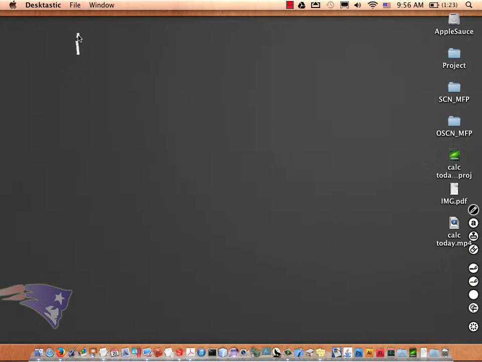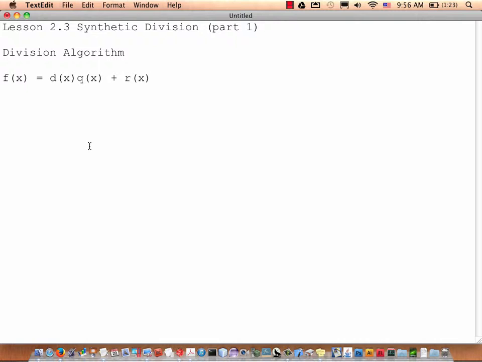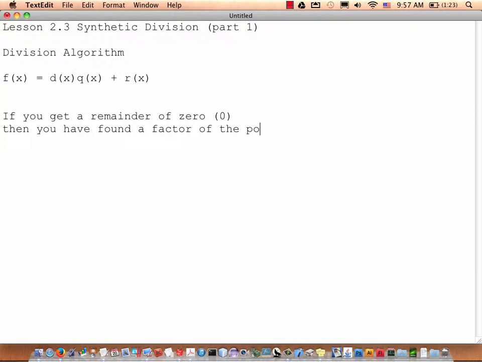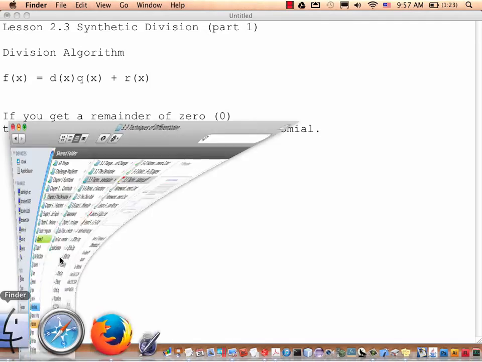Okay. Actually, let me just type it. If you get a remainder of 0, then you have found a factor of the polynomial. If you found a remainder of 0, then you have found a factor of the polynomial. So let's open up the book. Let's go right to section 2.3, and let's look at some examples here.